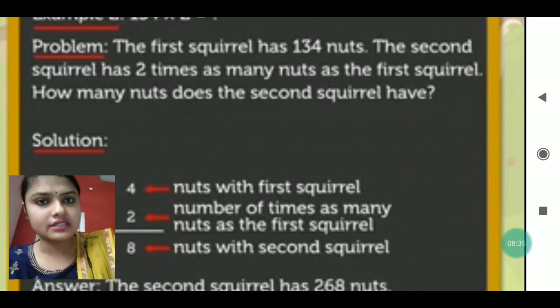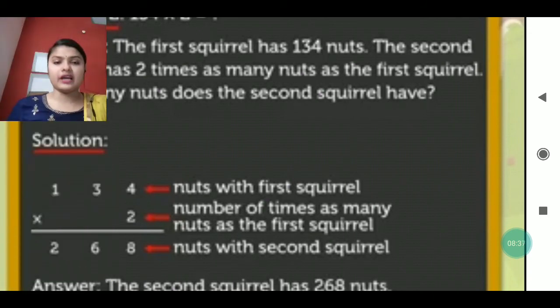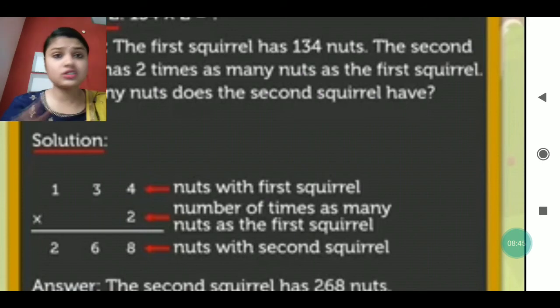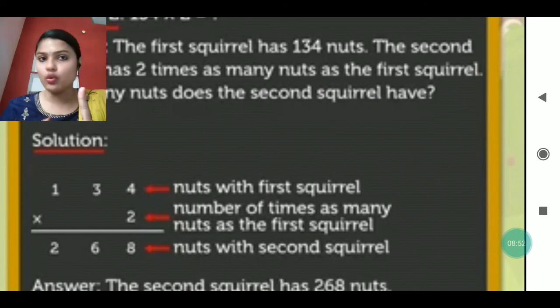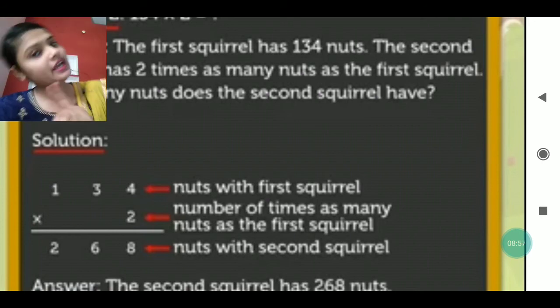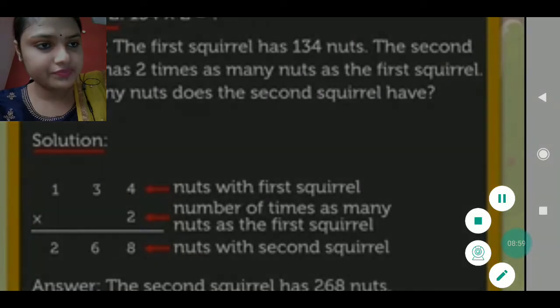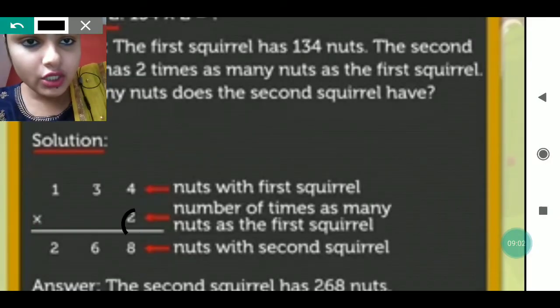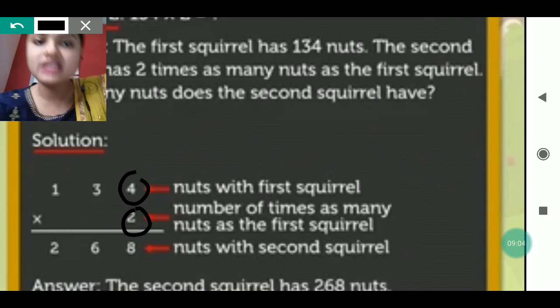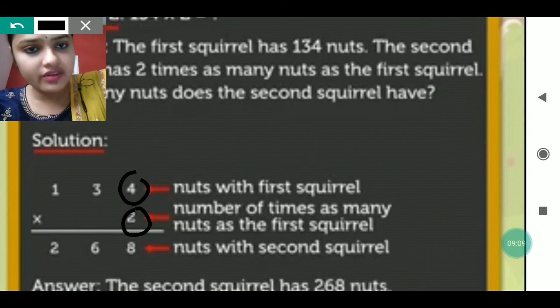So what we will do, just see. We will multiply. So we will write the statement. Number of nuts first squirrel has, then number of times as many nuts as the first squirrel, that is 2. Now we have to multiply 134 by 2. So let's multiply. See, 2 we have to multiply with 4. So 2 ones are 2, 2 twos are 4, 2 threes are 6, 2 fours are 8. So we will write 8 here.